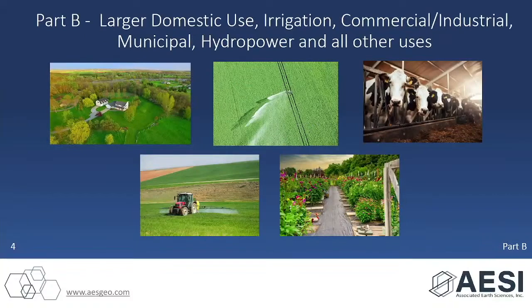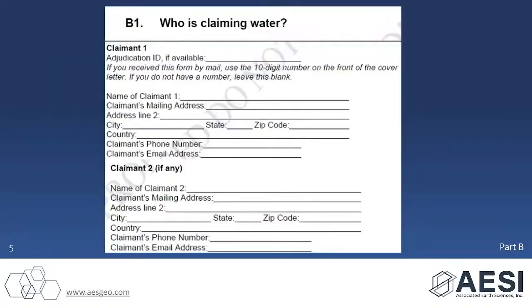Part B is the large water use. Again, if you are using more than 500 gallons per day, if you're irrigating crops, stock, commercial, industrial, or those uses, you're going to want to file under this bigger water use. So I'm just going to go through the court claim form as it is now.